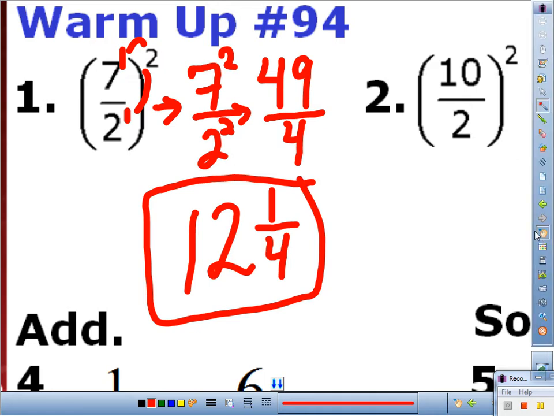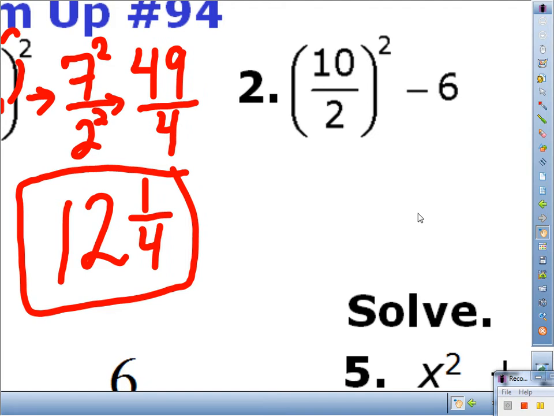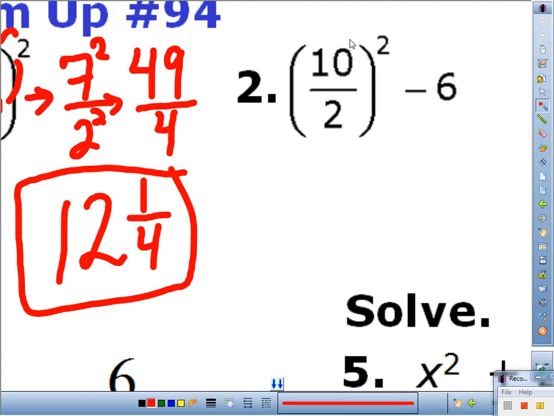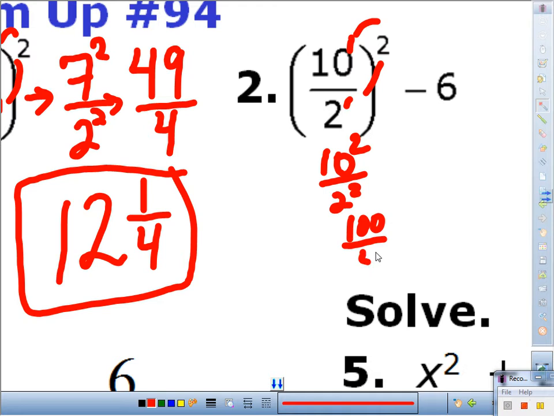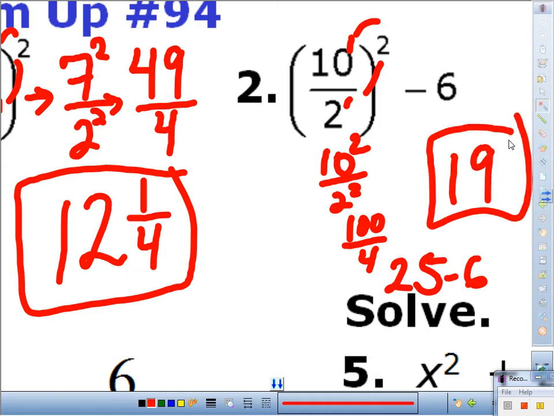Number 2. Same idea, except they added a little bit more. Put a 1 there, distribute. We get 10 to the second over 2 to the second. What is 10 to the second? 100 over 4. What is 100 over 4? 25. Bring down the minus 6. What is 25 minus 6? 19. Hands, have you got that? Okay, good. We got this.